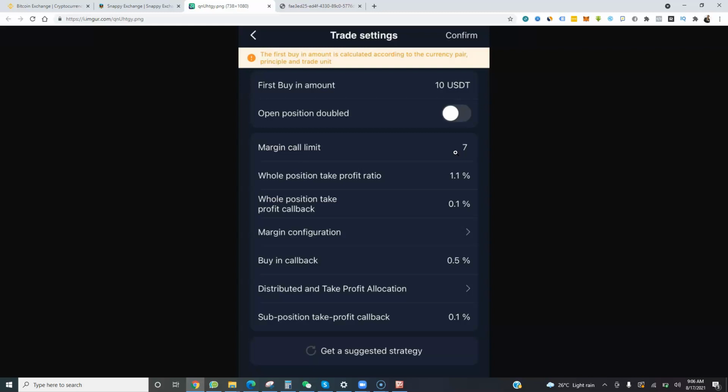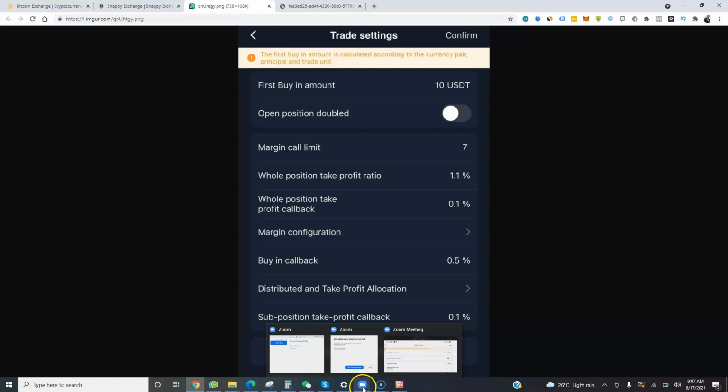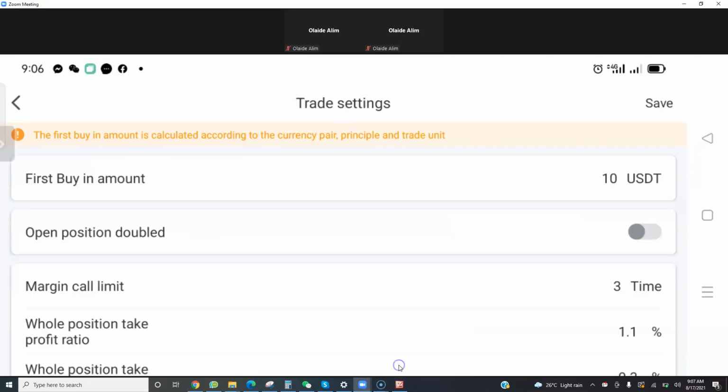Okay, so 0.1. Now this is how it's going to look like. This is how it will look like.